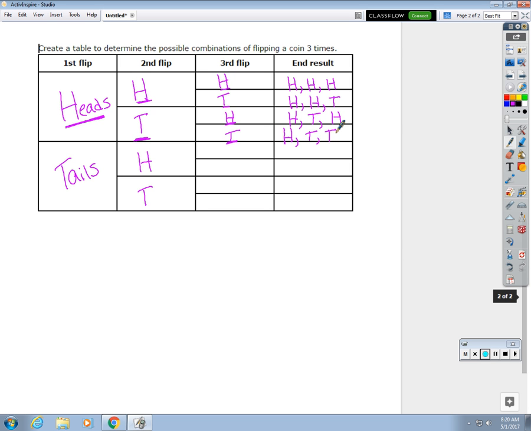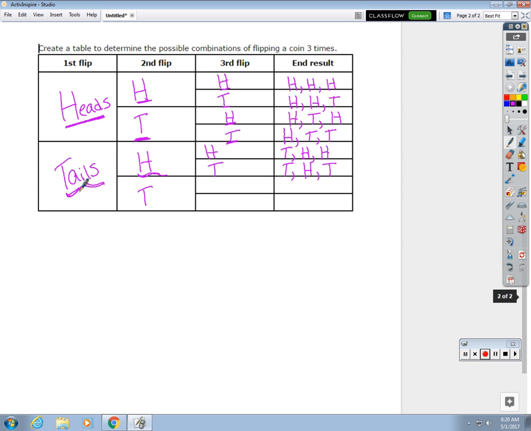Well, let's say on my first flip I got tails. On my second flip I got heads. And on my third flip I got heads. That would be my end result there would be tails, heads, heads. Or I could have rolled tails and then heads and then tails. That would mean I had tails, heads, tails.